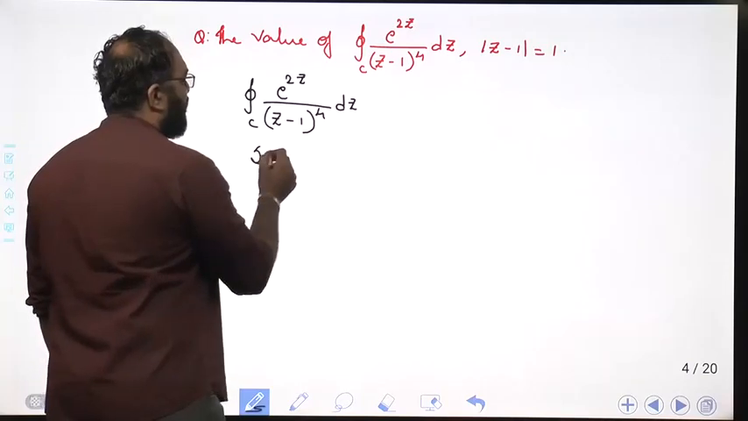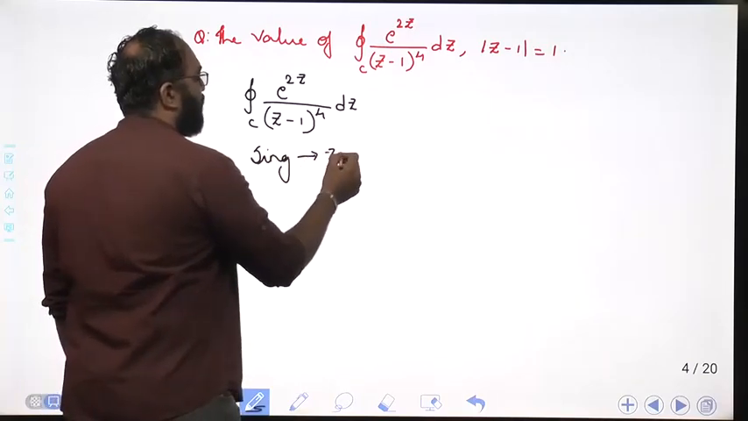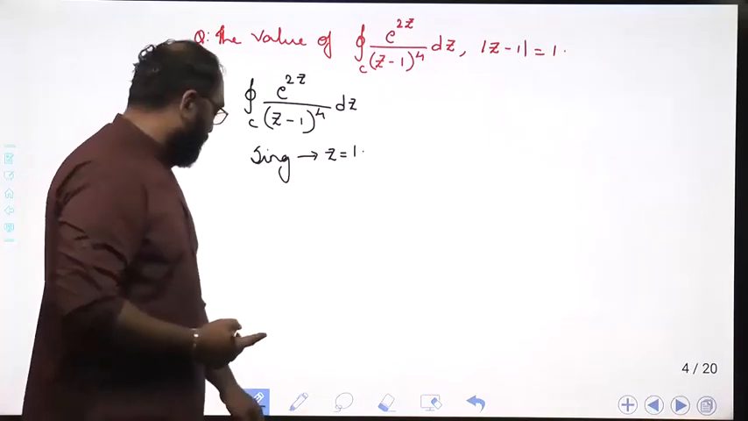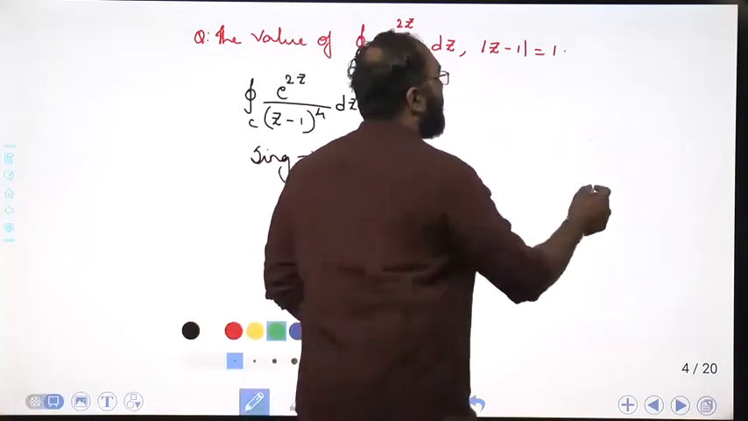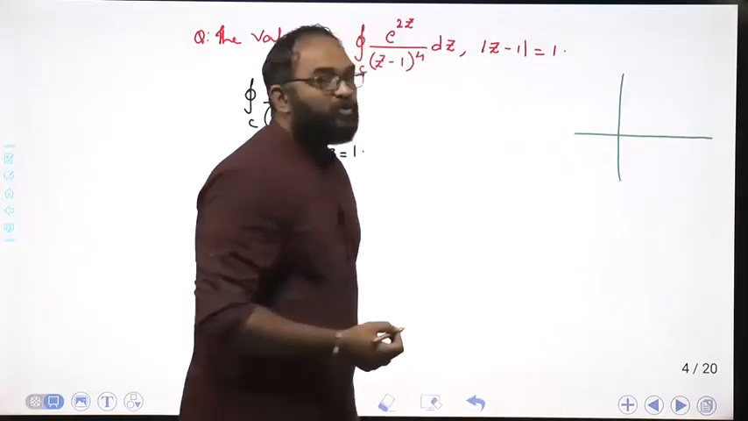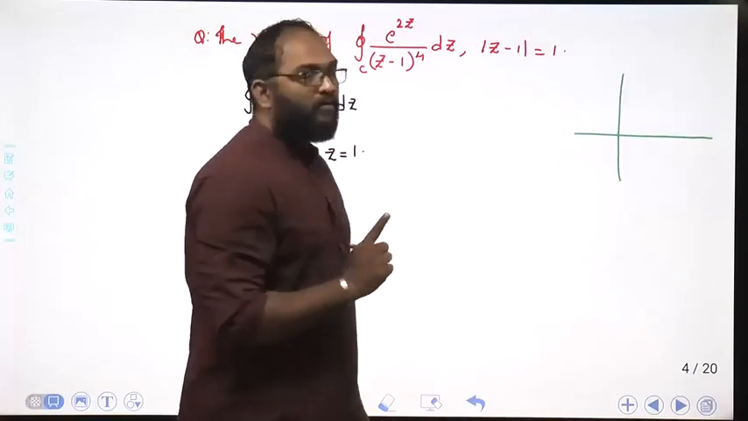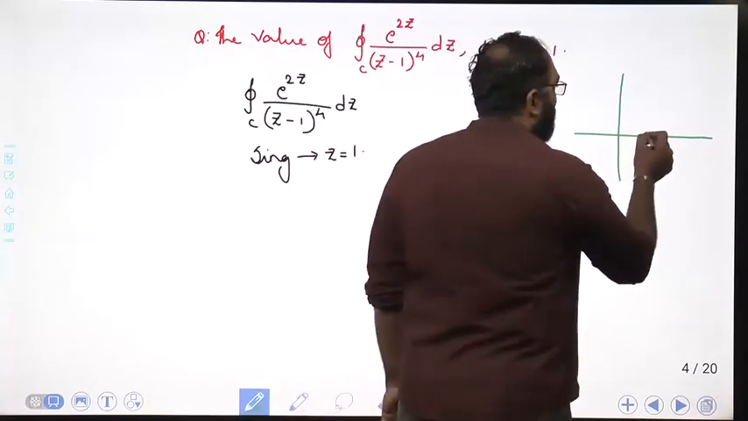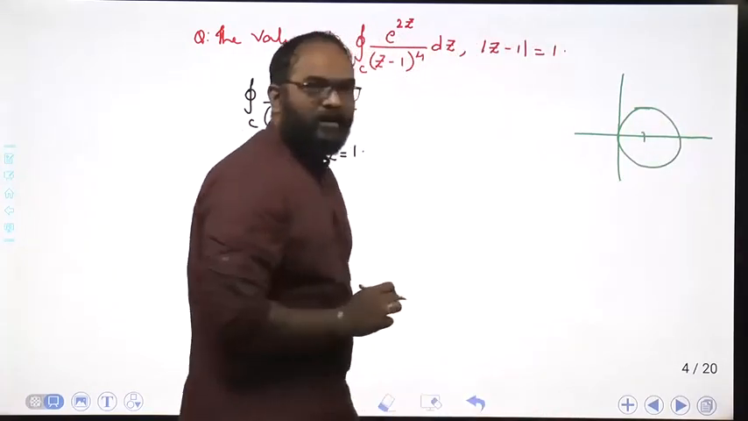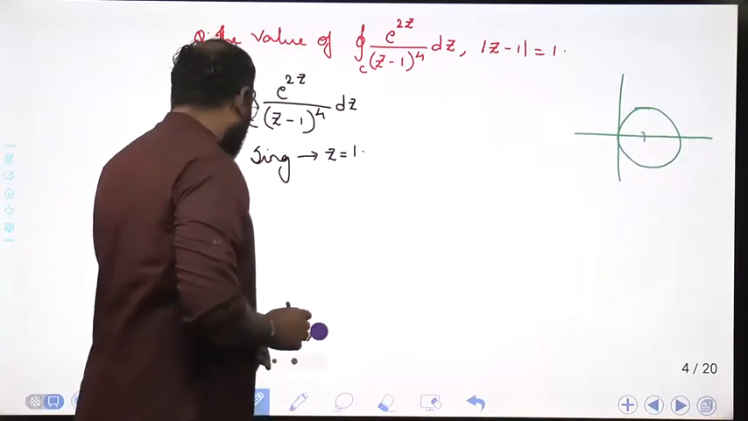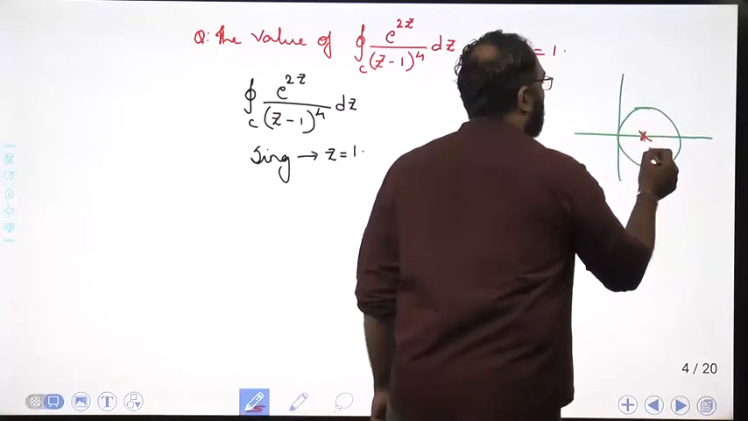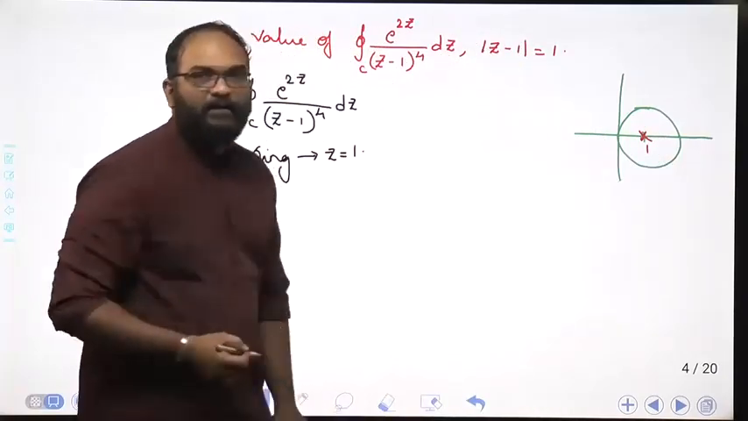So now, what is the point of singularity here? So the singular point is z equal to 1 is the point of singularity. Will it lie inside that circle? Now what is the circle that is given? Mod z minus 1 is equal to 1, right? That means what is the center? Center is 1, radius is 1, right? Center is 1 and radius is 1. So this is my circle. Clear? And whether the point of singularity is lying inside that circle? So that is 1 which is lying inside that circle, right?